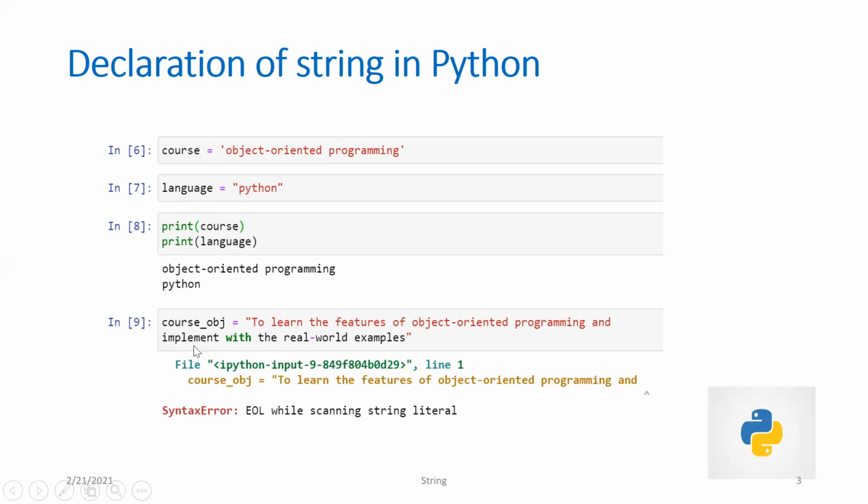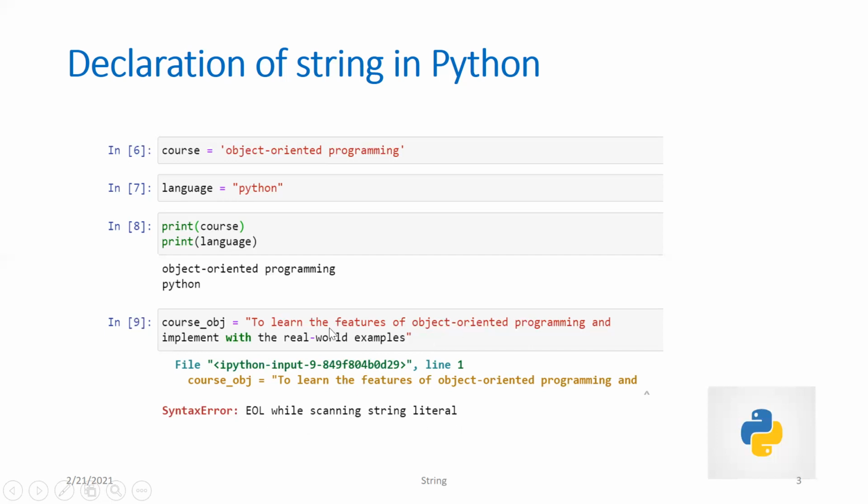It becomes black in color. That means it is not counted as a string. Though there is an end quotation mark, it is not counted as the string. Rather than that, it is providing an error message called end of literal, EOL, while scanning string literal.